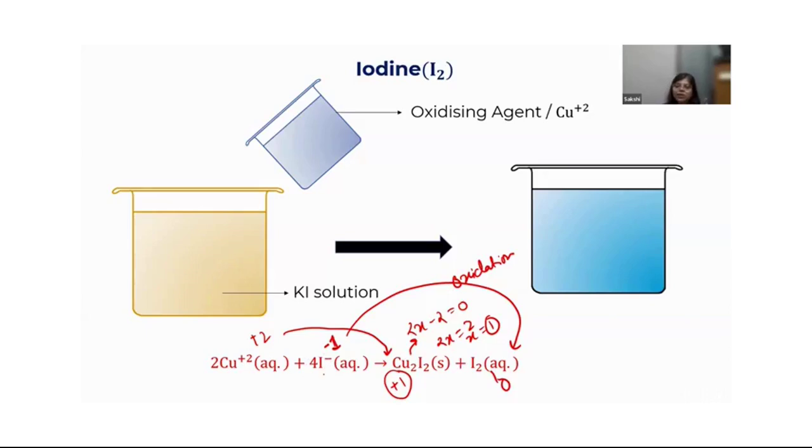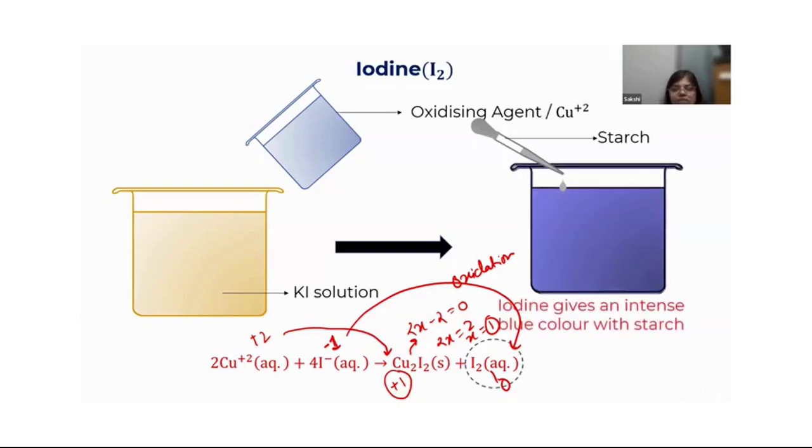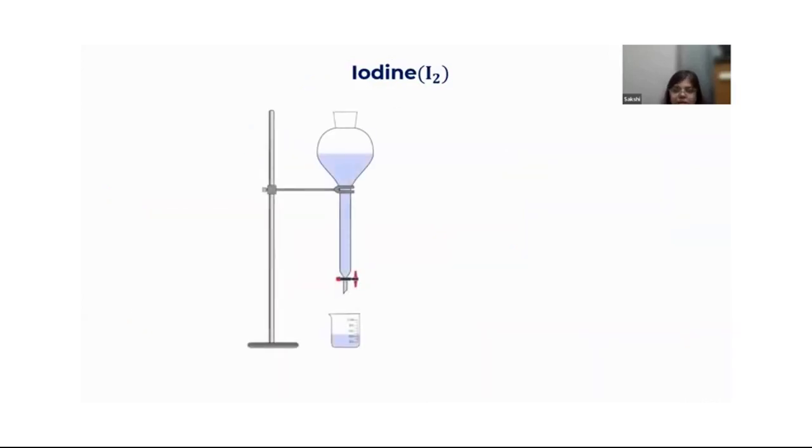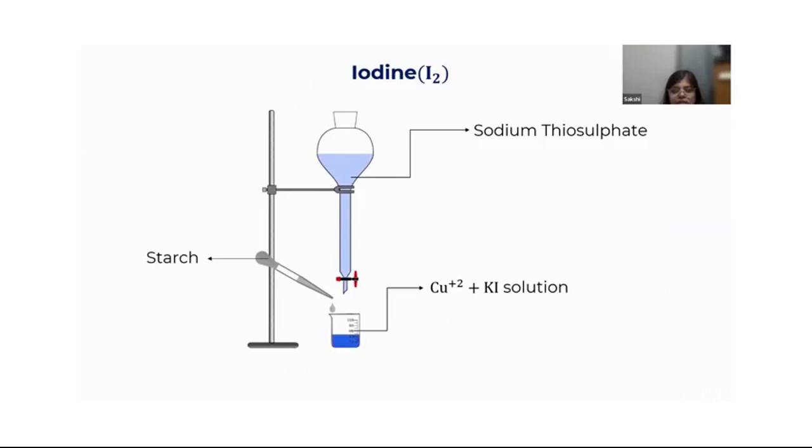Who is helping this iodine to get oxidized? Who is taking 1 electron of this iodine so that it can get oxidized? It is copper, right? So this is how we can do redox titrations, right? With the help of starch, we can see the color change. So iodine gives an intense blue color with starch, right? So this is again another example of a titration where we have sodium thiosulfate and copper in the beaker. Oxidation is taking place, copper plus KI solution, right? So this is the reaction equation where you can calculate the oxidation states and check for yourself.